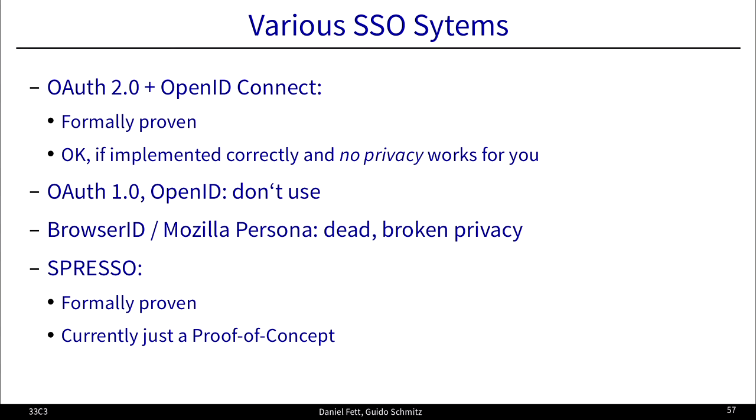Okay, now to conclude the talk, what is the takeaway? First of all, we've talked, I think, most of the time about OAuth 2.0. Most of the results also translate to OpenID Connect. We have formally proven the security of the protocol of OAuth and also OpenID Connect, which is a nice result. Of course, if you are okay with having no privacy, because OAuth and OpenID Connect don't have any kind of privacy that we talked about. Regarding OAuth 1.0 and OpenID, I think they can be considered deprecated and shouldn't be used.